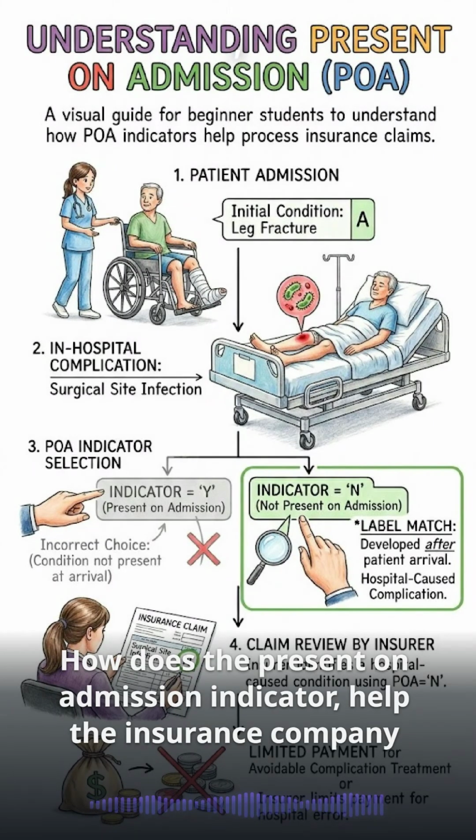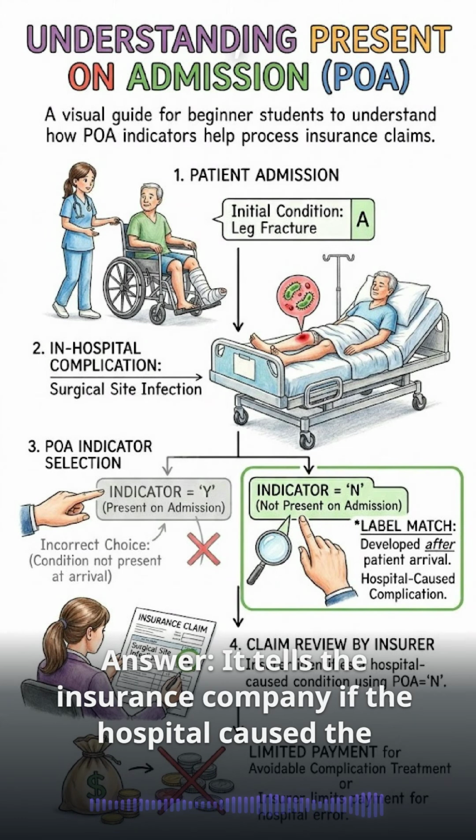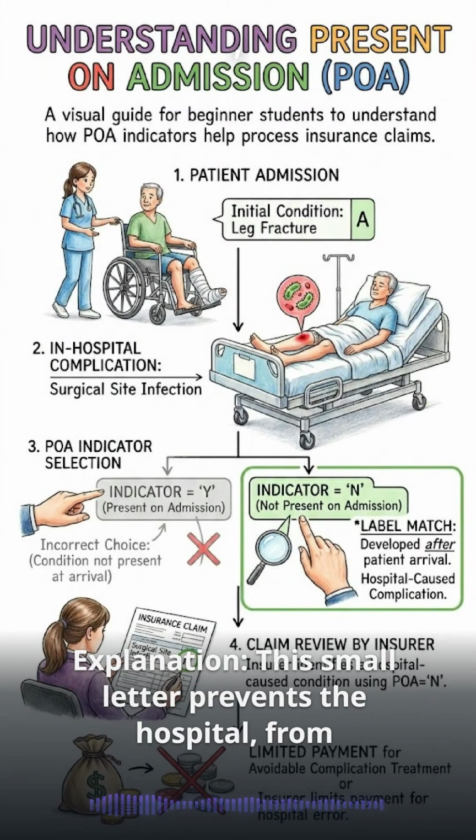46. How does the present on admission indicator help the insurance company process the claim? It tells the insurance company if the hospital caused the new complication or not. This small letter prevents the hospital from unfairly profiting off of their own mistakes.